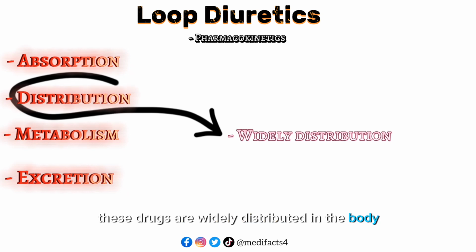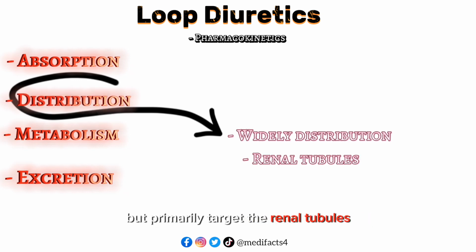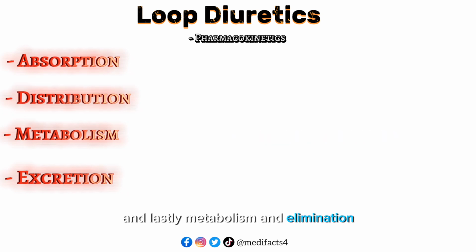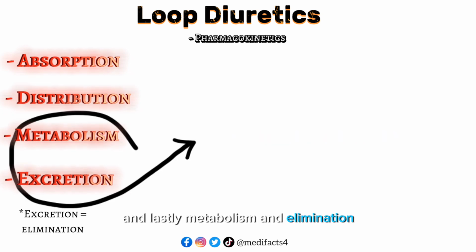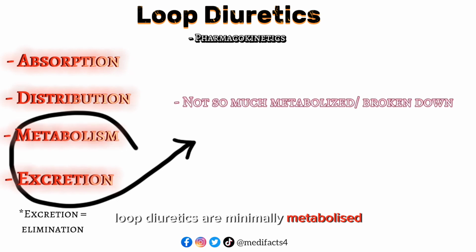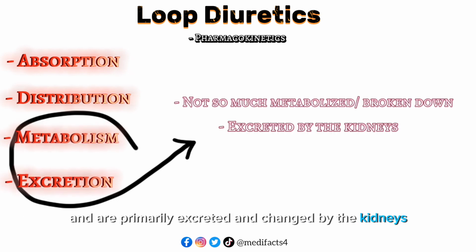Distribution. These drugs are widely distributed in the body but primarily target the renal tubules. And lastly, metabolism and elimination. Loop diuretics are minimally metabolized and are primarily excreted unchanged by the kidneys.